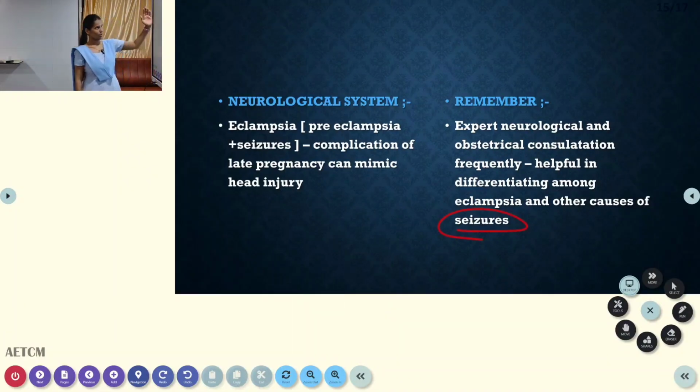So eclampsia is one of the complications, and it can mimic a head injury. The important thing to remember is to obtain expert neurological and obstetrical consultation frequently. It is helpful in differentiating eclampsia from other causes of seizures.